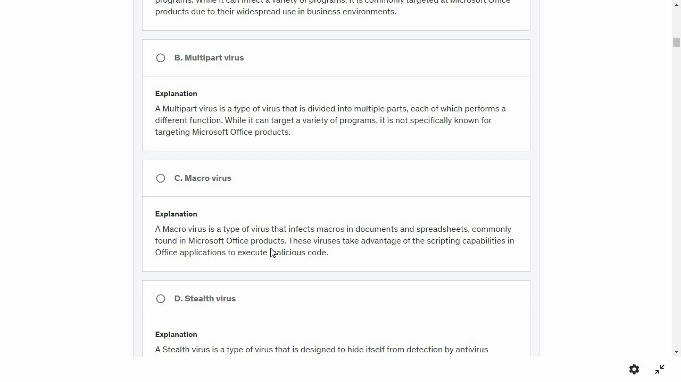Answer number 2, multipath viruses. A multipath virus is a type of virus that is divided into multiple parts, each of which performs a different function. While it can target a variety of programs, it is not specifically known as targeting Microsoft Office products. So, multipath viruses is not the correct answer for this scenario.